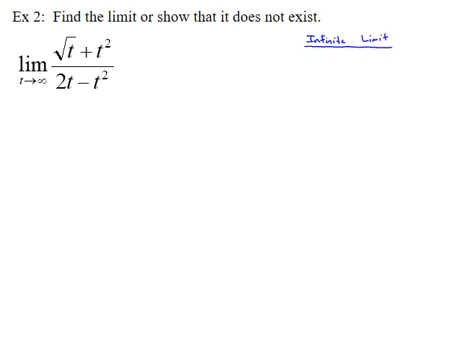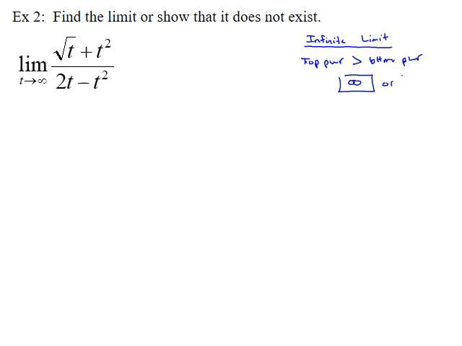When you do an infinite limit, if the top power is larger than the bottom power, that means that your answer is going to be infinity.